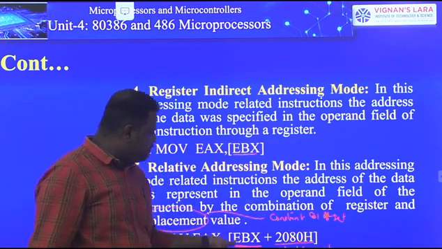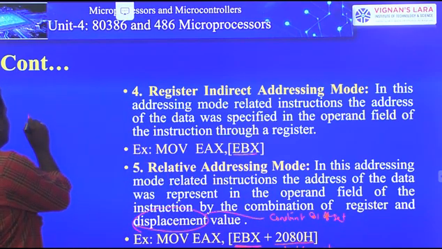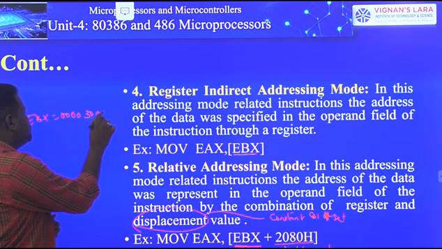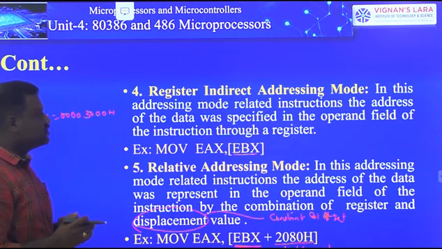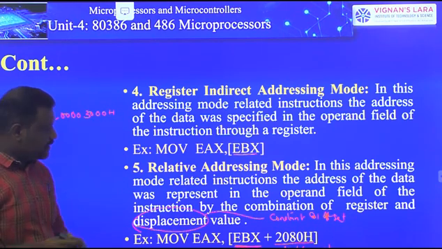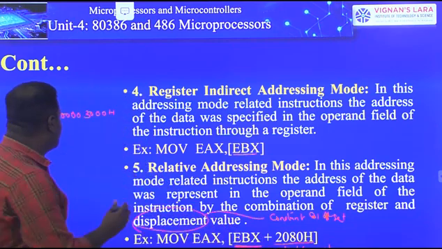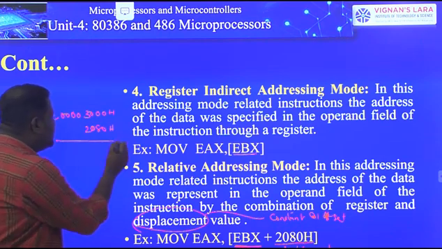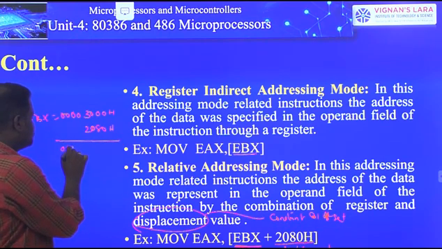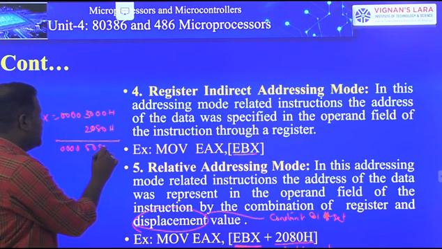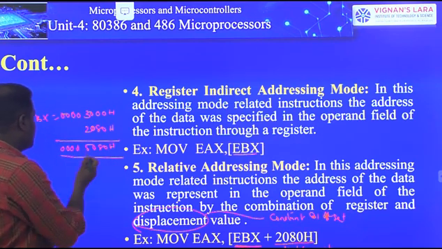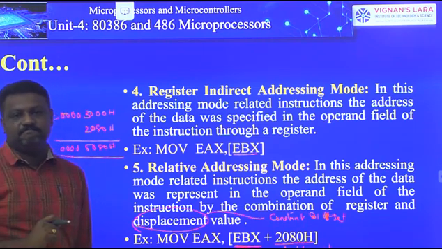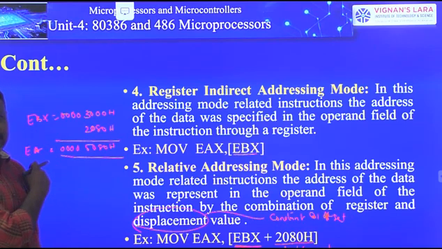Let's assume this EBX value is like this: EBX value is, say, four zeros and 3000H. EBX is a 32-bit register, so this is a 32-bit value. Now this value is added to a constant value, which is 2080H. Then my final data address is four zeros and 5080H. This final address we consider as the effective address of our data. So this is the way we calculate the effective address.